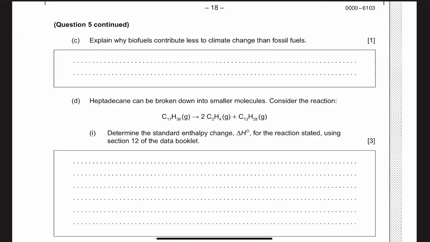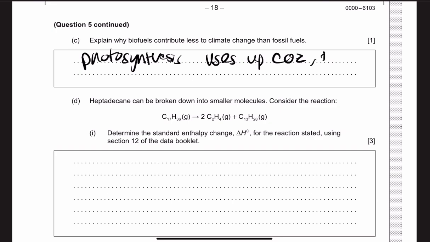Explain why biofuels contribute less to climate change than fossil fuels. This is just due to the nature of how biofuels are made. Remember, they're made from plants which undergo photosynthesis, so the plants use up CO2 and then release it later. So the net effect is low.